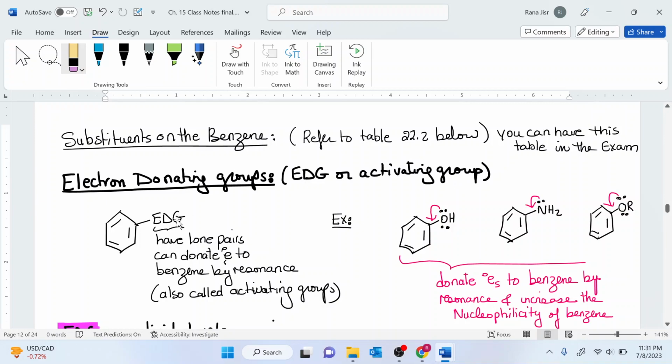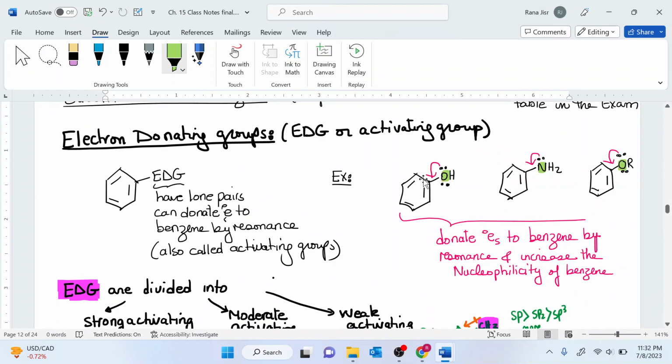These electron donating groups are normally connected to the benzene by a heteroatom, and that heteroatom has a lone pair. You can see over here that these lone pairs are directly connected to the benzene, which is conjugated, so they can give electrons to the benzene by resonance. These three groups over here are strong electron donating groups, with the OH and the NH2 being stronger than the OR.